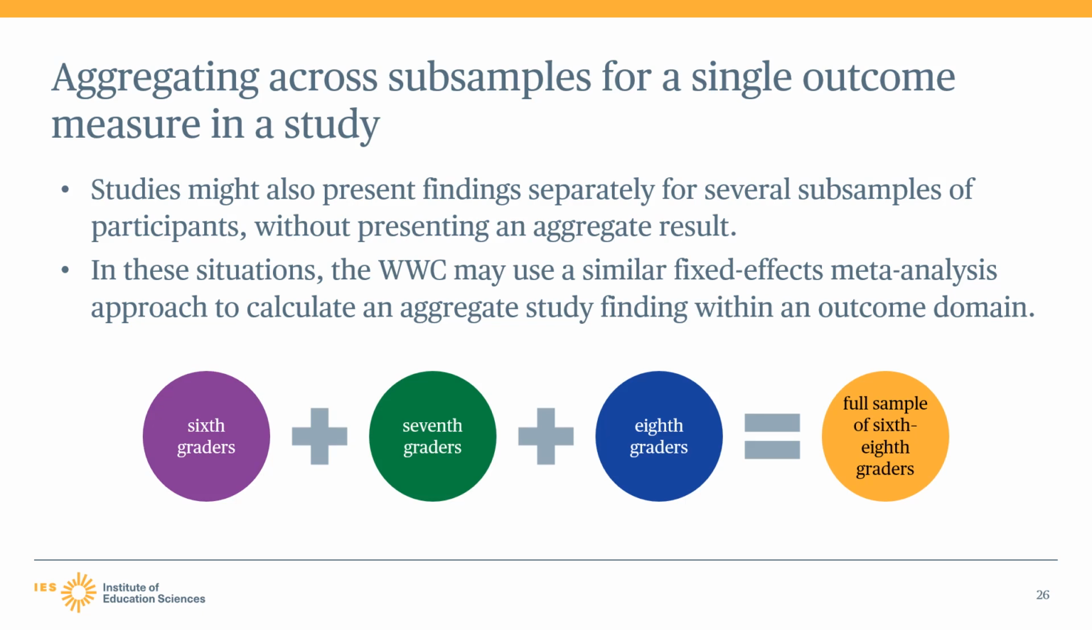In these scenarios, the WWC may query authors to learn whether they conducted an analysis on the full sample. The study author's analysis is preferred since it may be more precise than the WWC's computation. If the WWC cannot obtain aggregate results from the author, then the WWC averages results across subsamples for a single outcome measure within a study.